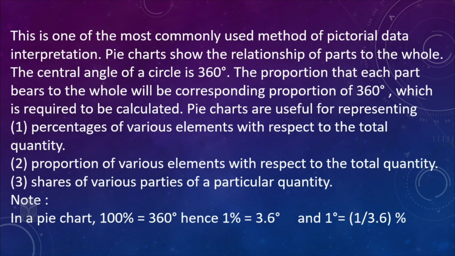The pie charts are useful for representing, first, the percentage of various elements with respect to the total quantity, and the proportion of various elements with respect to the total quantity. In a pie, 100% means 360 degrees, and 1% is 3.6 degrees, and 1 degree means 1 by 3.6%. You have to know all this statistical data.